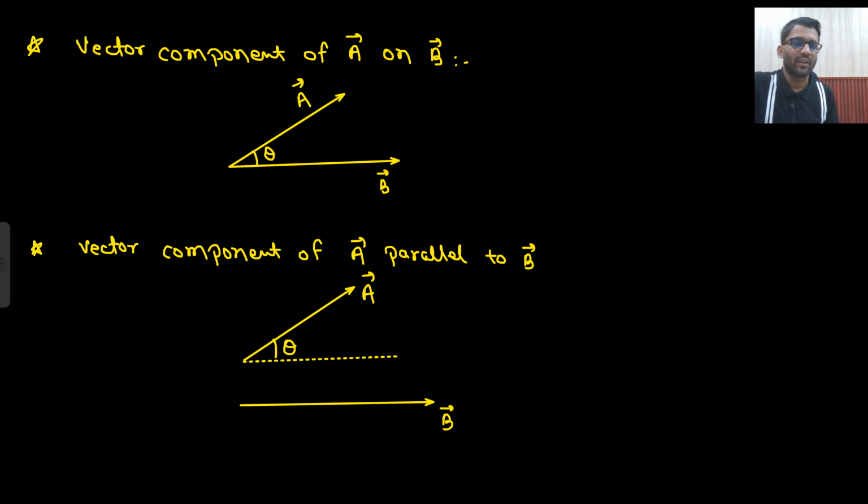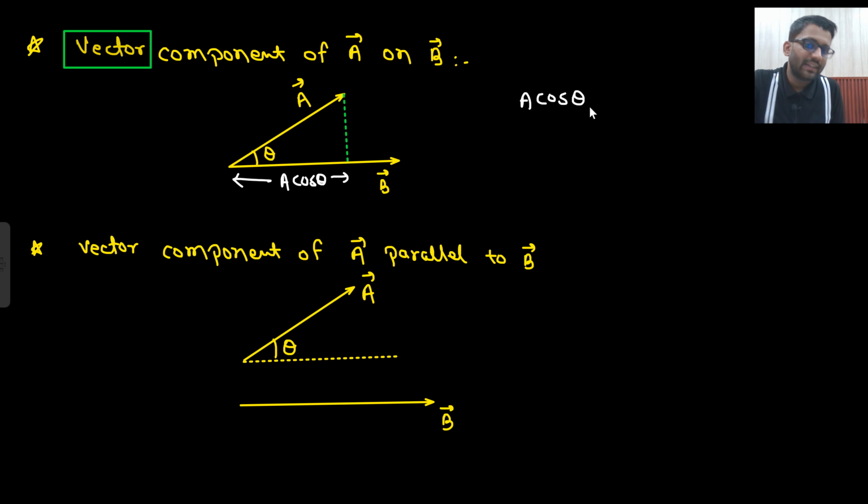And what about vector component? This I did not teach. Here what they are asking, vector component. So first we simply need to calculate A cos theta. So component is A cos theta, but that is the scalar component. Now what they are asking is the vector component of A on B vector.